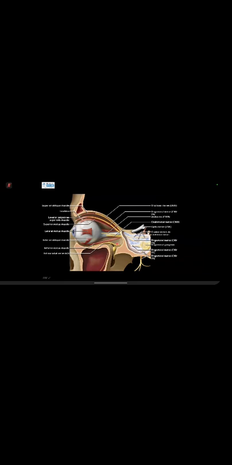Now, concentrate on this diagram. On this diagram, we can once again see the fifth nerve here. V1 and V2 pass through the cavernous sinus. V3 goes into the foramen ovale.